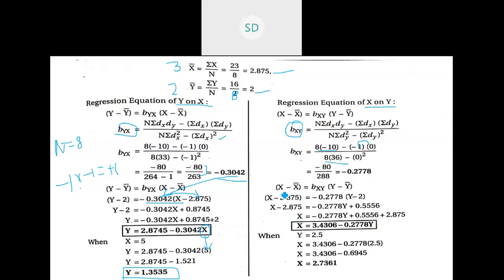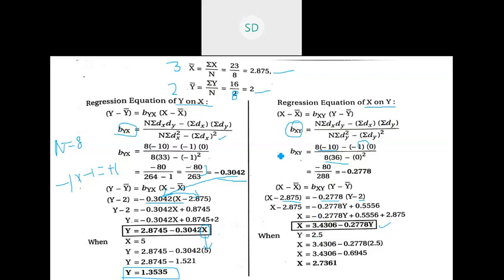Then the regression equation here is x minus x bar is equal to bxy into y minus y bar. Now here again we are substituting the x bar and y bar values, and the coefficient value we found out. Once we remove the brackets, multiply and simplify, we get the equation x on y, that is 3.4306 minus 0.2778y. So that is what we get.